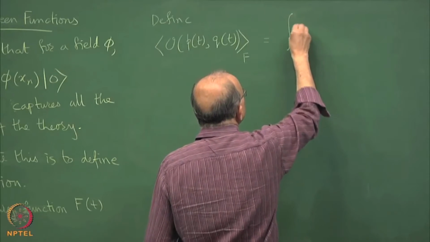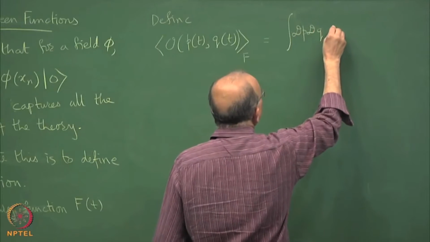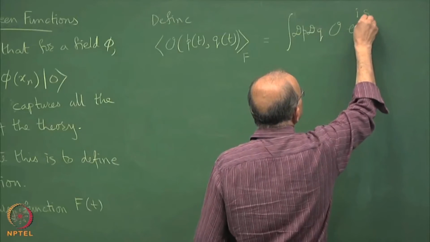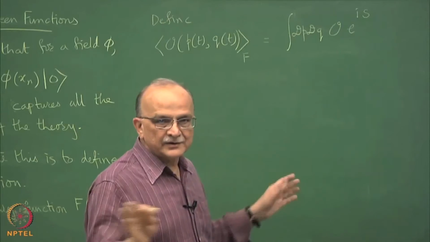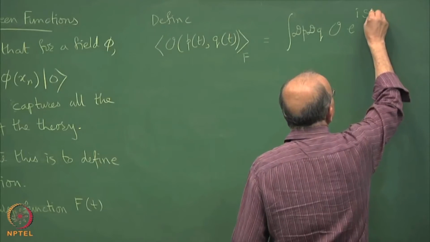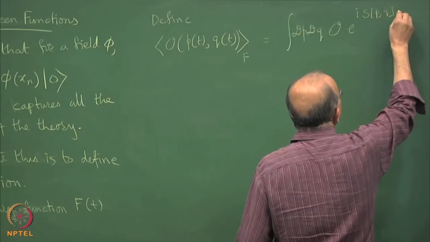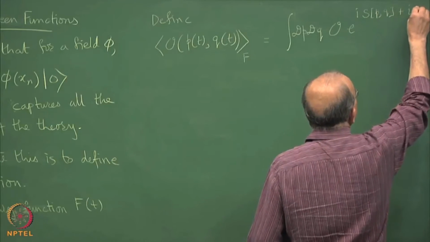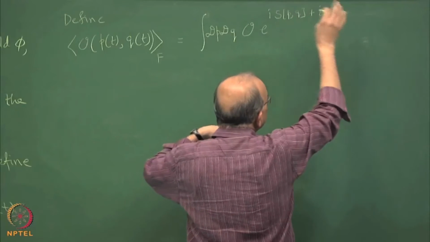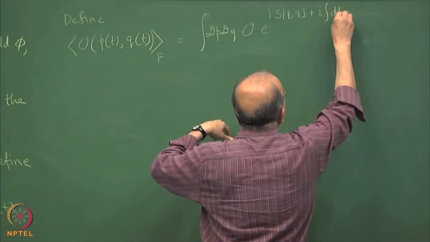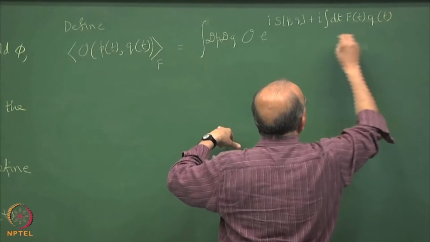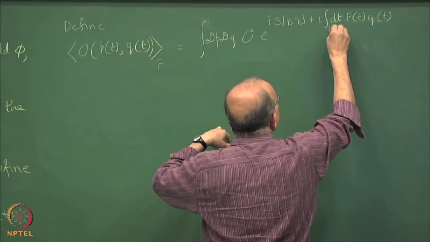integral dp dq, O, e raised to i times S. And now on we can say farewell to h-bar, no more h-bar. S is S of pq, and we add to this i times, so S you remember as integral dt of p q-dot minus H. So here we need to add an integral dt of f of t times the q of t, from t_i to t_f.